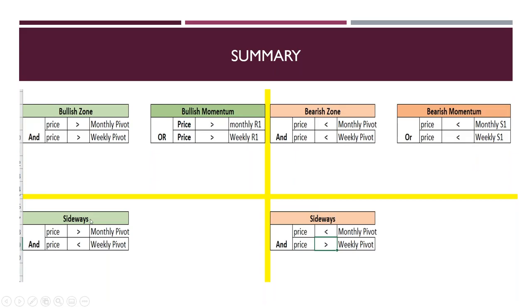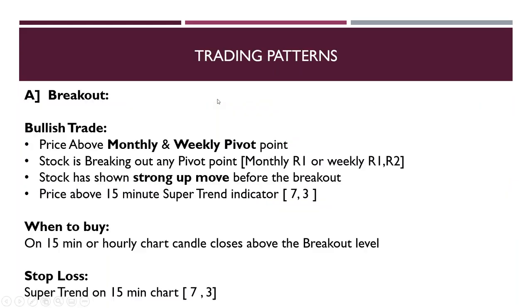Now there are two sideways zones where price is above one level and below the other. When price is between the two levels, monthly pivot and weekly pivot, it is a sideways zone. But momentum zones I have told you.